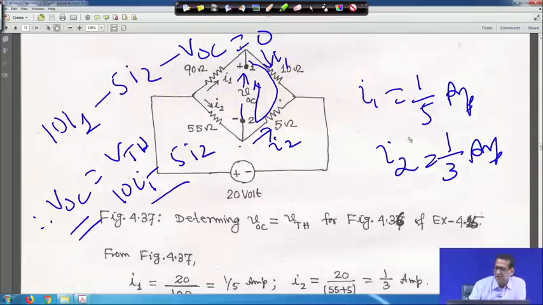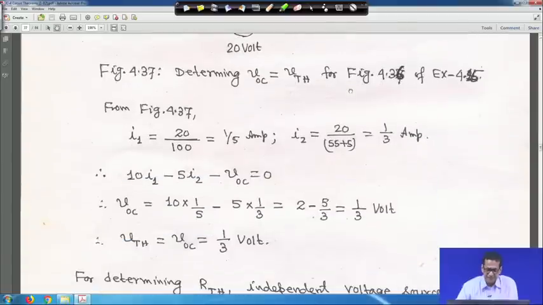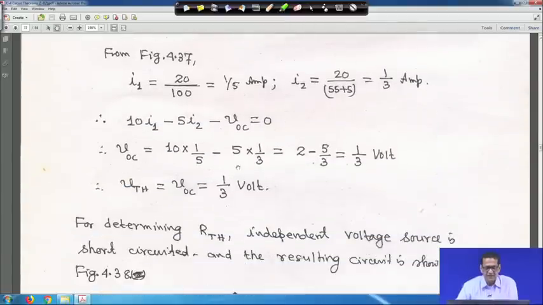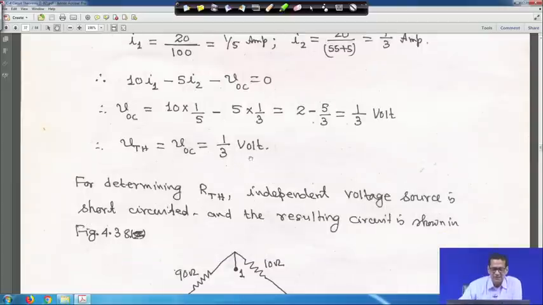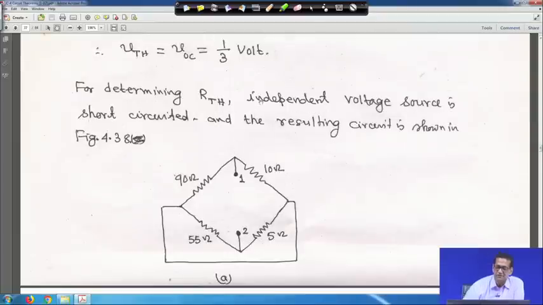Now put the I1 value and the I2 value, and you will get the V Thevenin voltage. With this you will get VOC equal to 1/3 volt. After putting those values, V Thevenin is equal to VOC, which is 1 by 3 volt.